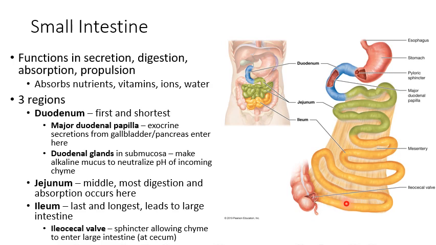So food would go from the ileum into the large intestine through a structure called the ileocecal valve, which is a sphincter that just allows control over how food is entering the large intestine. It's called the ileocecal valve because it's separating the ileum from the cecum of the large intestine. The cecum is like the first part of the large intestine.